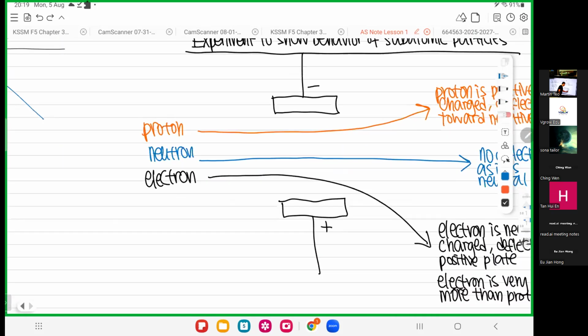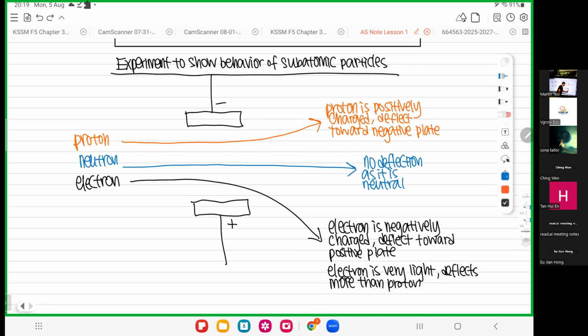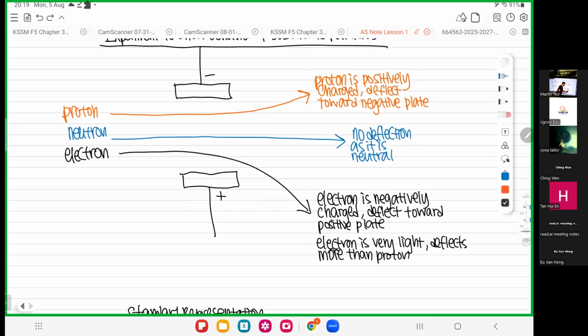Okay. So this experiment tells us, you can see neutron has no deflection at all because it is neutral. Neutral does not attract toward positive or negative terminal. Proton bending toward the negative pole proves that proton is positively charged, isn't it? Electron is negatively charged, so it will deflect toward the positive plate, and the electron is very, very light. That's why it deflects much, much more compared to the proton.